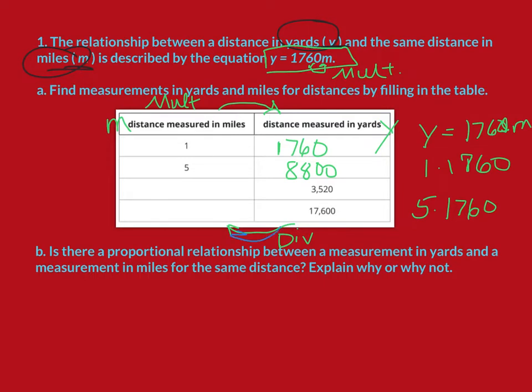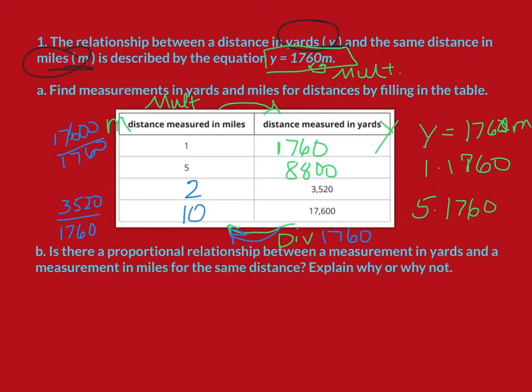And now we're going back in this direction. So we're going to be dividing by 1760. So we're going to have 3,520 divided by 1760, and that should give you an answer of 2, so that's 2 miles. And the last one, we've got 17,600, sorry about that, divided by 1760, and even without a calculator, hopefully you realize that that is 10.